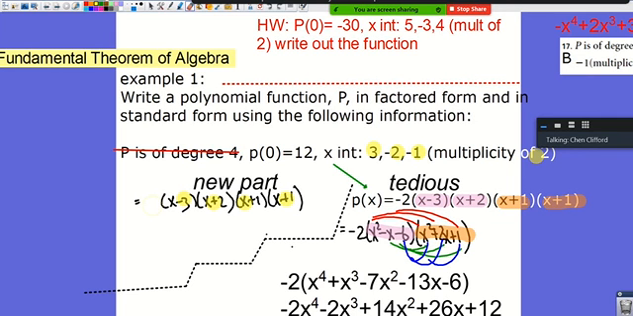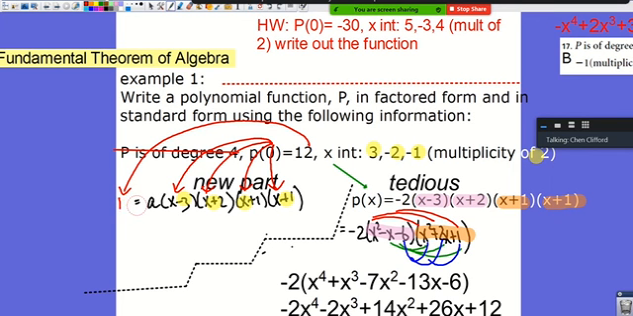All right, let's solve for that number. I'm going to call this A that we're going to solve for. And I'm going to plug in this 0 right there in for the x, and the 12 is going to go right there.